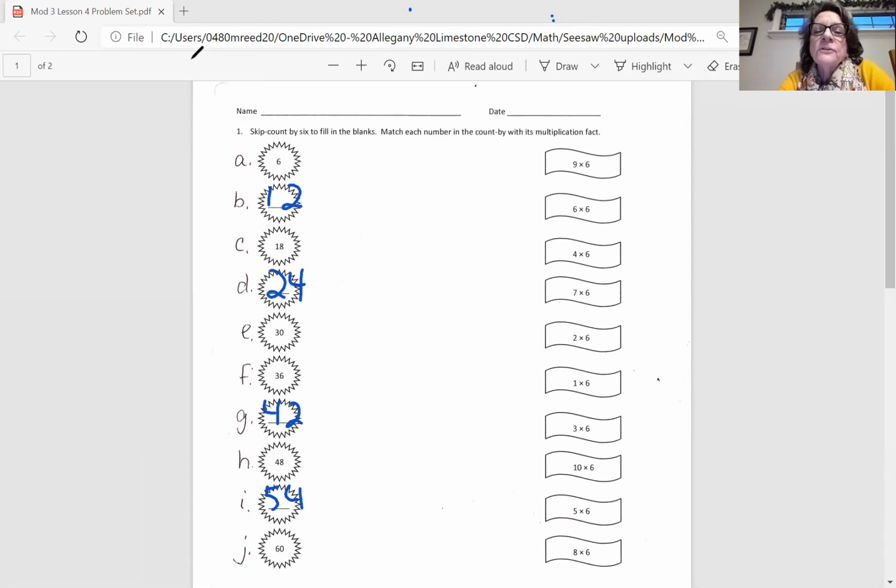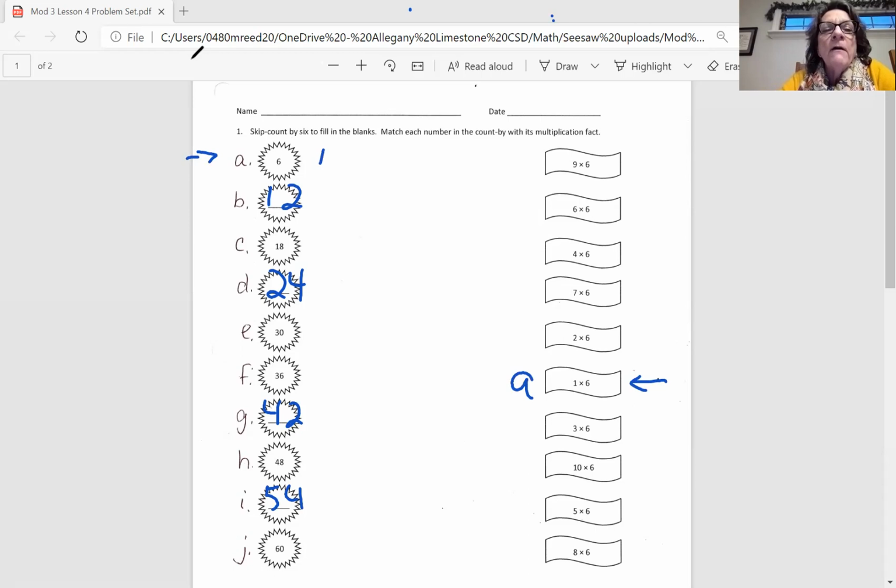So now we have to match them, and instead of drawing the lines, we're going to use these letters here that I have written by each circle and match those. So when we have 6, we have counted 1, 6. Which one of these math facts on the right-hand side shows 1, 6? Well, it's right here. 1 times 6 is 1, 6. So we're going to write an A by that.